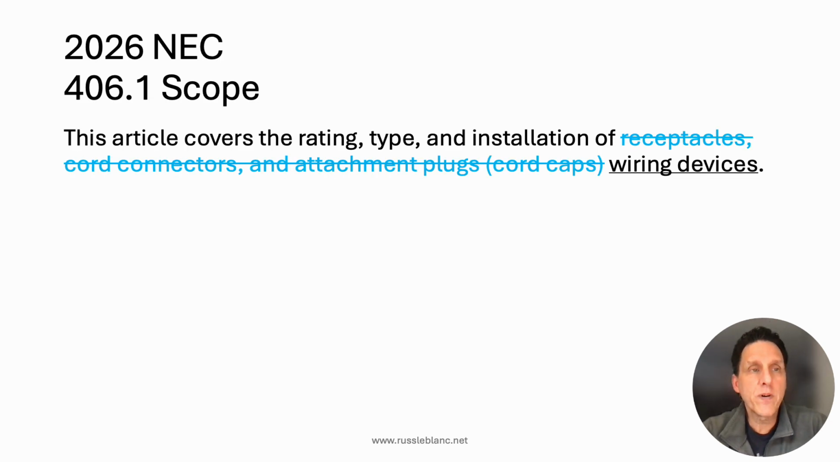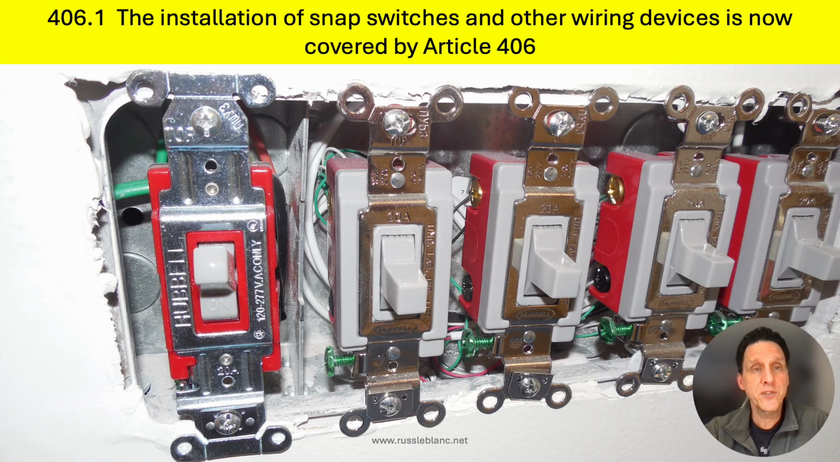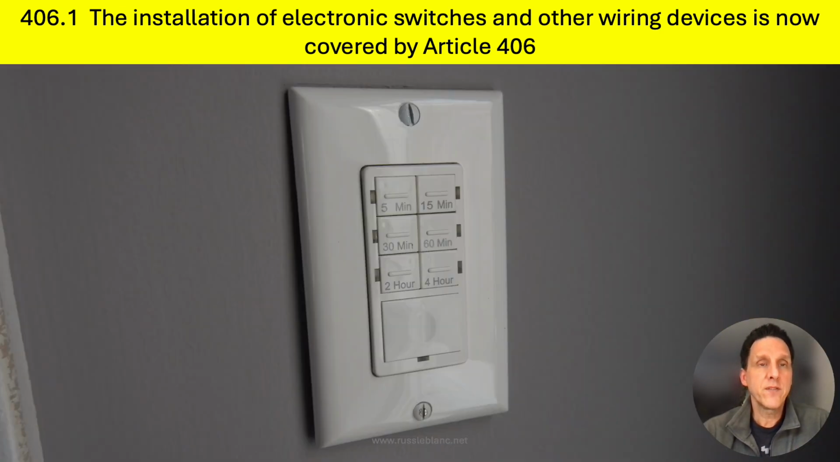So going forward, the scope of 406.1 is going to cover this. The article covers the rating, type, and installation of wiring devices. It previously said it covered the rating, type, and installation of receptacles, cord connectors, and attachment plugs or cord caps. But that wording goes away and gets swapped for wiring devices, because all those things are wiring devices anyway under this new definition. So switches like this, which are wiring devices, will be covered by Article 406 going forward. And dimmer switches like this will now be covered by 406 instead of 404 going forward.